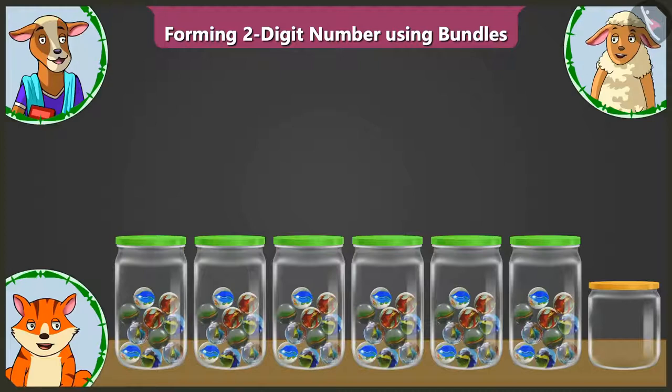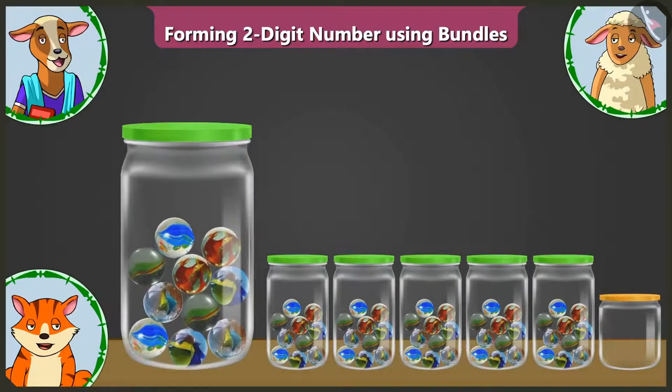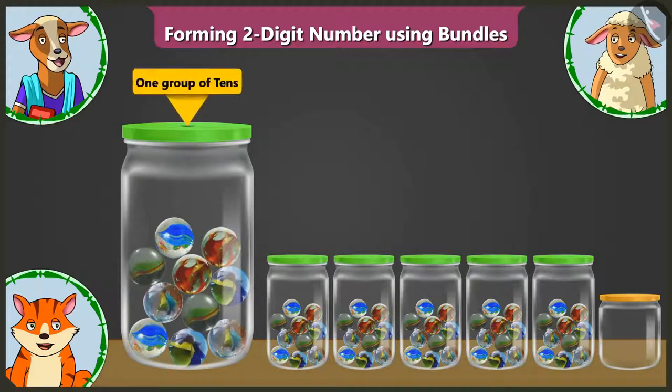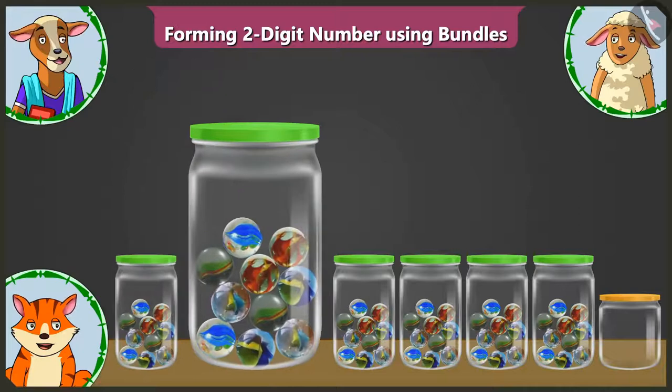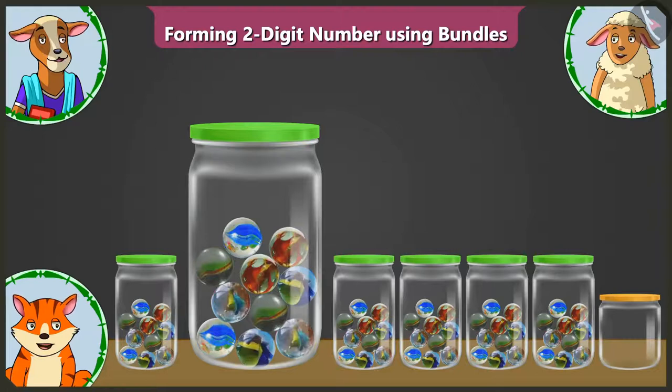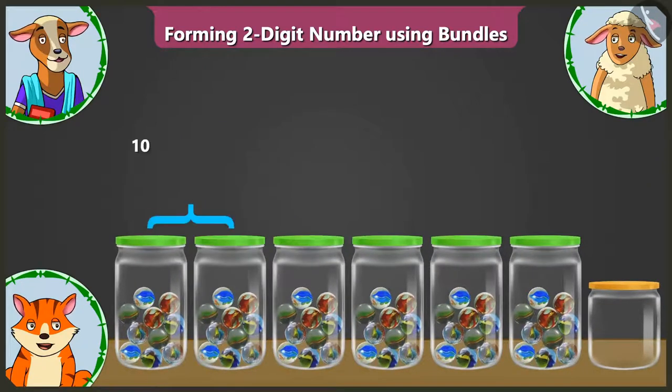Look, here are some jars filled with marbles. Let us count. The first jar has 1, 2, 3, 4, 5, 6, 7, 8, 9, and 10 marbles. This means that this is one group of tens. Billy, you count the marbles in the second jar. Yes, ma'am. In the second jar, there are 1, 2, 3, 4, 5, 6, 7, 8, 9, and 10 marbles. Yes, that is correct. So there are 10 and 10, 20, two groups of tens.